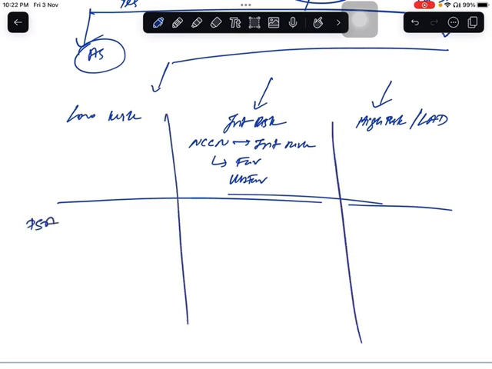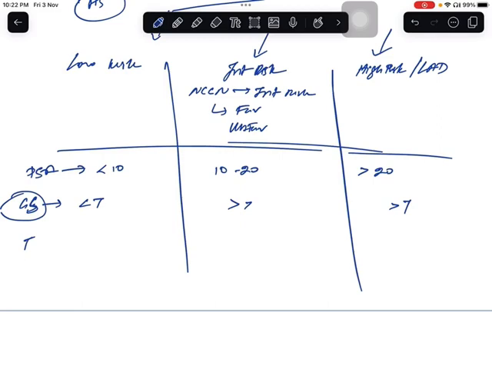PSA, grade group. In low risk, the PSA is less than 10. In intermediate risk, the PSA is 10 to 20. In high risk, it is more than 20. And the grade group here is less than... coming to the Gleason score, that will be easier for you. Gleason score is less than 7. Here it will be more than 7, and here also it will be more than 7.